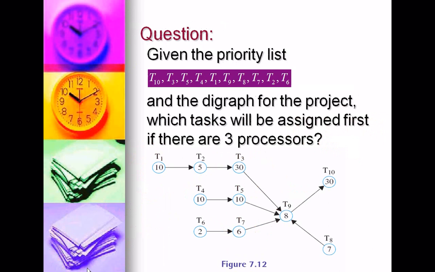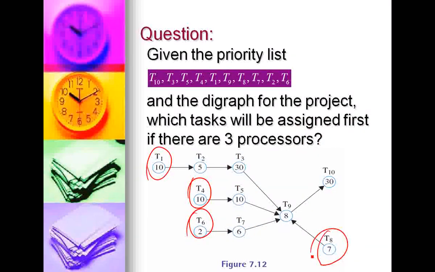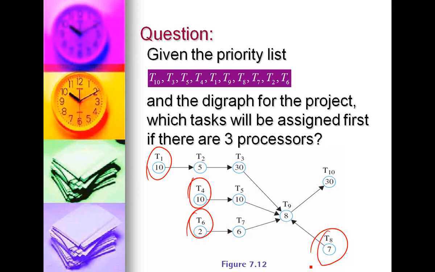Alright, if you have 3 processors, which task will be assigned first? Well, looking at our ready tasks, we have T1, T4, T6, T8. Now look at our chart. If you follow along, the first one I get to is T4. T4 has higher priority than any of the others, so T4 will be scheduled first.